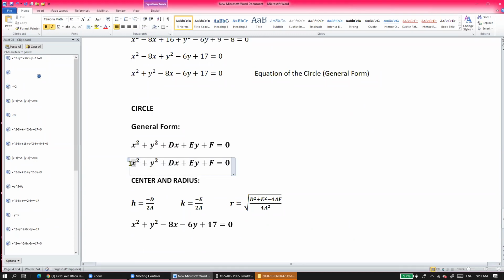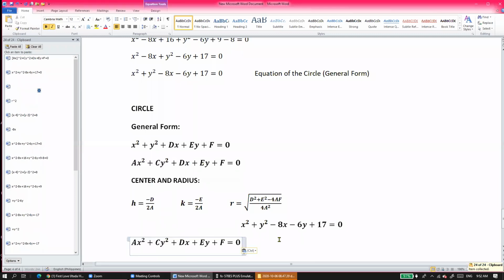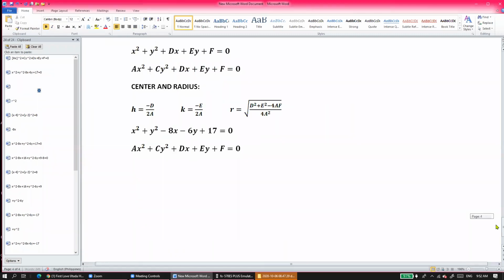But, maglalagay ako ng letra dito, A and C. Yan, no? So, I'll type A and C. Yan. AX square plus CY square plus DX plus EY plus F is also the general form of the circle, general equation. Now, what will I do? Kung ayaw kong mag-completing the square, medyo na mental block ako, nakalimutan ko yung completing the square process. Yan. Ito, taktika na naman yan, ano? Bagong ituturo ko sa inyo.